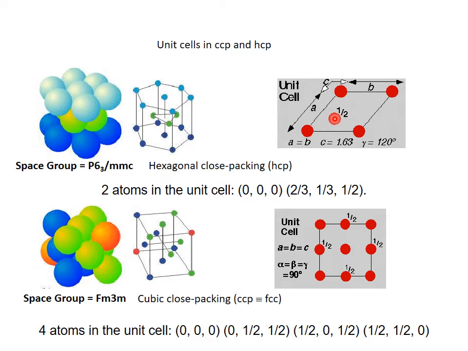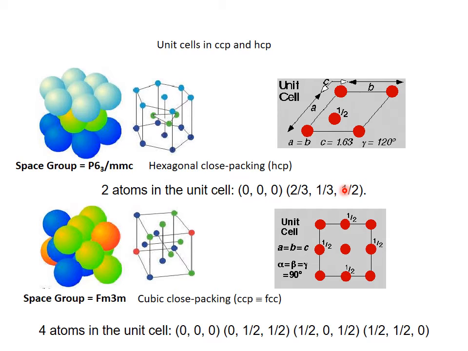We have to go a half in C direction because the second layer lies exactly halfway in between the first layer and the third layer. So we have 2 atoms in the unit cell at the fractional coordinates 0, 0, 0 and 2/3, 1/3, and a half.